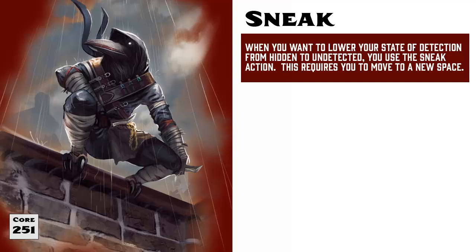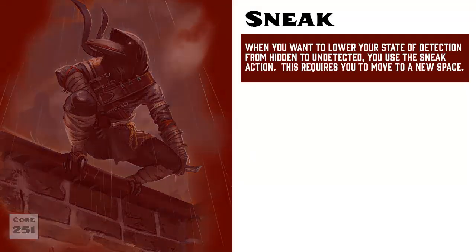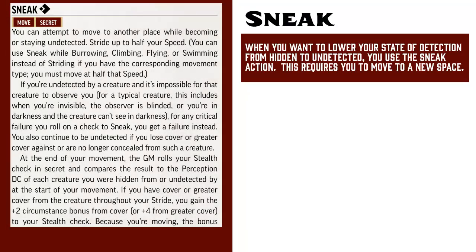But once your detection state is hidden, either by causing a distraction, performing the hide action, or by other means, you can then use Sneak to lower your detection state to undetected and move away from your location. In order to take the sneak action, you must first be hidden or undetected. In other words, if any of the people you are trying to sneak past can see you, then you can't use the sneak action. You would need to spend an action first to hide, thus lowering your detection state from observed to hidden, and then another action to sneak away.